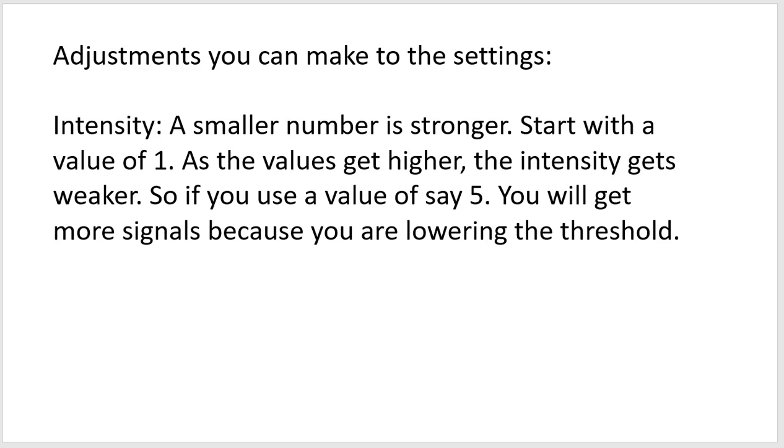Okay, so adjustments you can make to these settings. The intensity: the smaller number is stronger. So by having an intensity of 1, that's about as strong as you can get. I don't want to use 0 as the strongest. Actually, I haven't tested it as 0, but 1 is about as strong as you get. Sometimes with NinjaTrader, you put a value of 0 and it just doesn't work properly for some reason. But anyway, 1 is the strongest you could get.